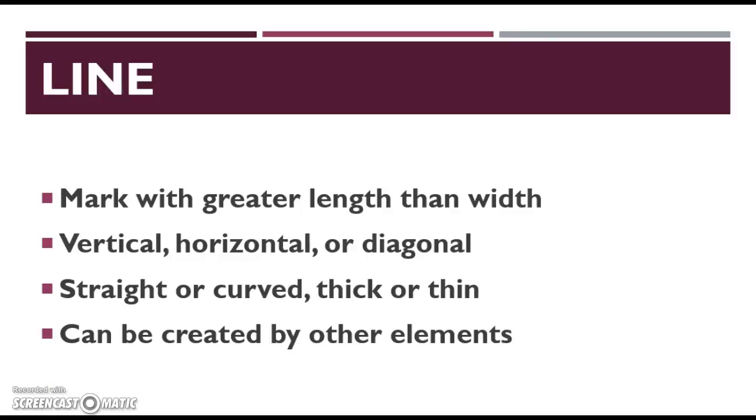So to start off, there's line. I'm sure you know what a line is, but the official definition is a mark with greater length than width. And lines can be vertical, horizontal, diagonal, straight, curved, thick, thin, dotted, zigzag, so on and so forth. And they can also be created by other elements, so like the line between one color and another, or if you have something like a tree in your image, then each of those branches is a line with its own qualities that'll affect your image.